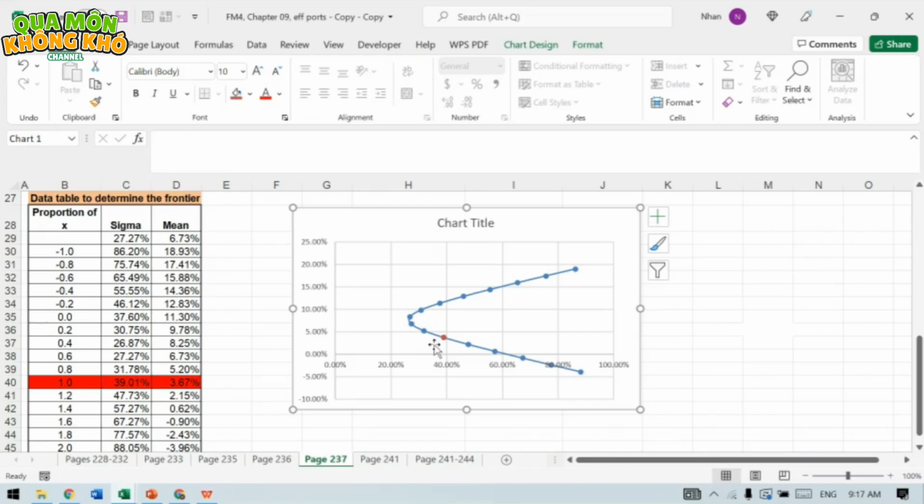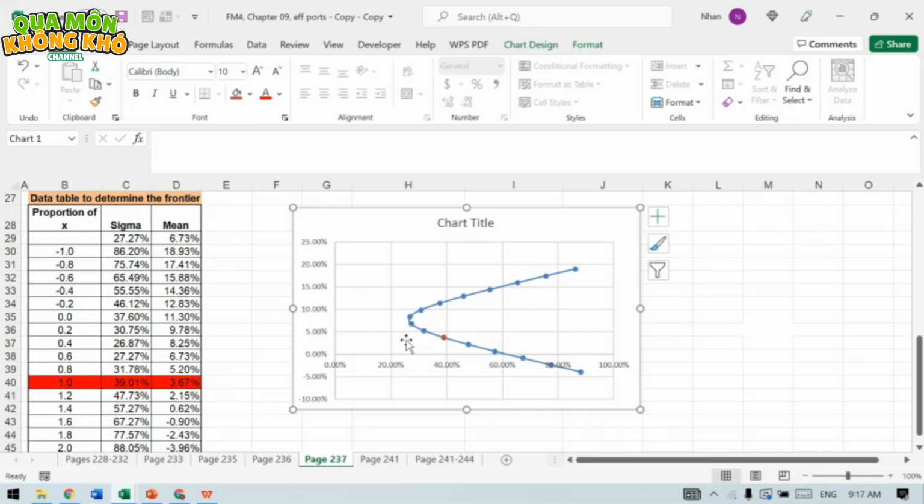Okay. Yes. Thank you, teacher. But teacher, I have a question. Do we have any trick to find the constant that makes sure that we have the efficient portfolio?